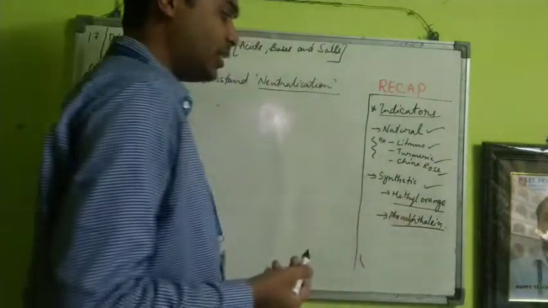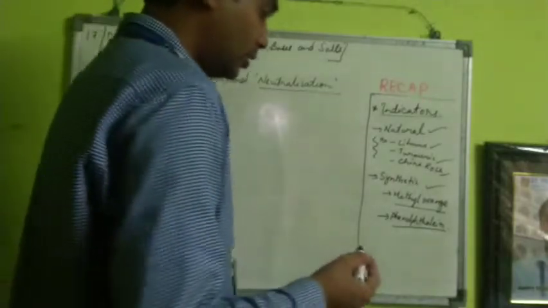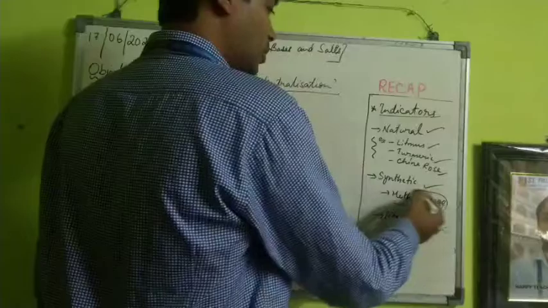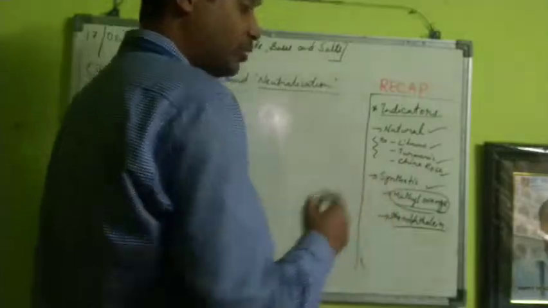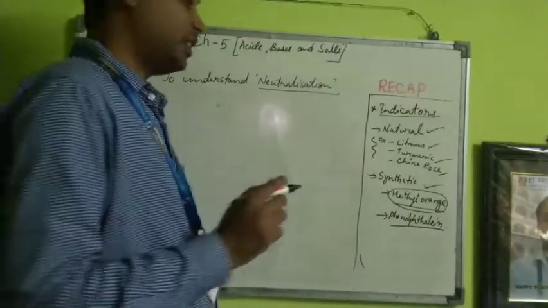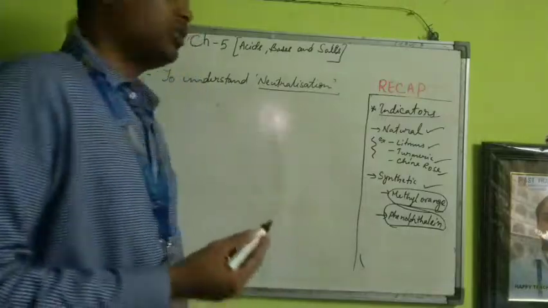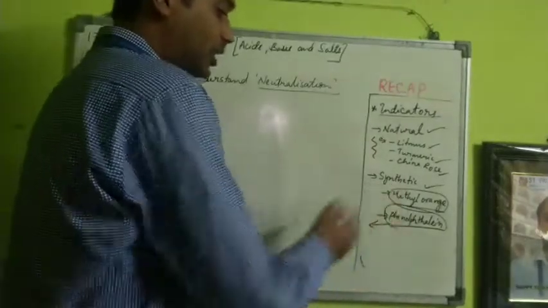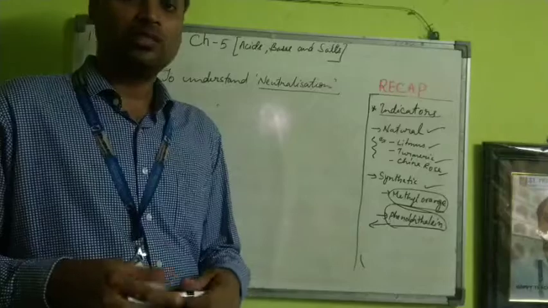Methyl orange is basically orange in color, whereas phenolphthalein is a colorless substance. So when methyl orange comes in contact with an acidic solution, it becomes red, whereas when it comes in contact with a basic solution, it becomes yellow. And phenolphthalein, when it comes in contact with an acidic solution, remains colorless only, but when it comes in contact with a basic solution, it becomes pink in color. So today, while we talk about the process of neutralization, we will be using phenolphthalein as an indicator to see whether a solution has become neutral or not.